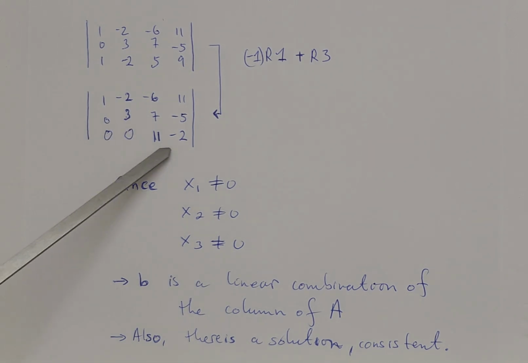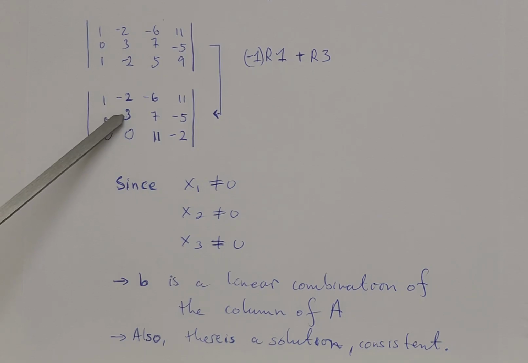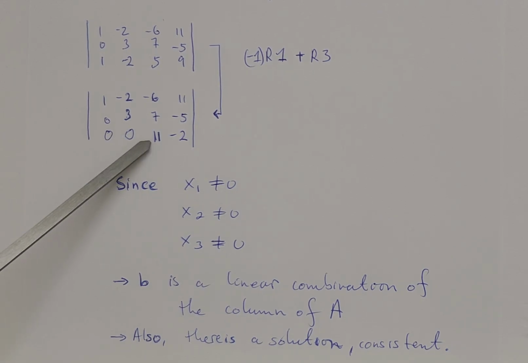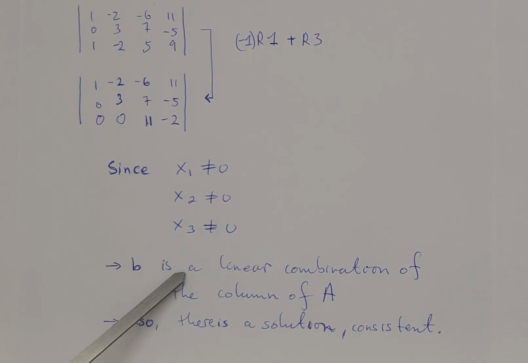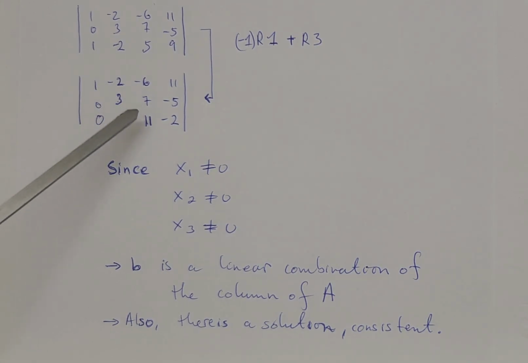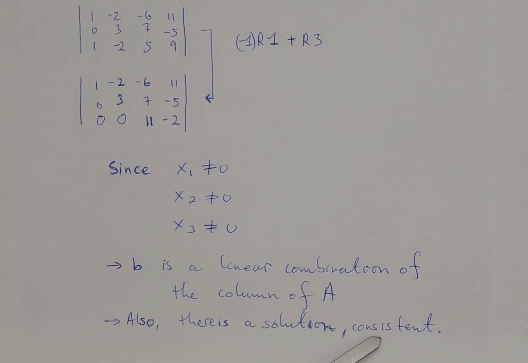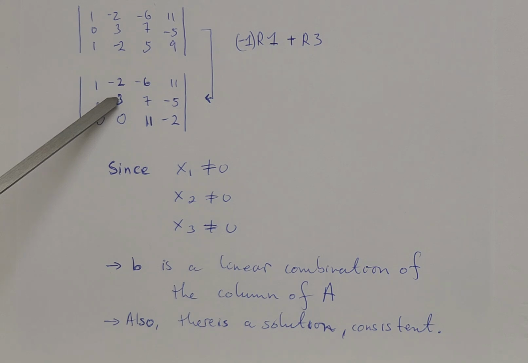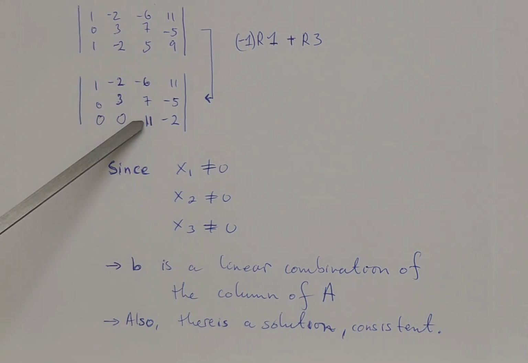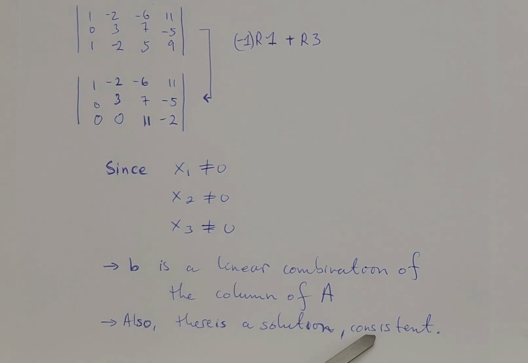However, if one of these is 0, if this is a 0 or this is a 0, then B is not a linear combination. Therefore, there is no solution, inconsistent. One more time, be very careful. If this is not 0, not 0, not 0, then there is a solution, consistent. However, if this is a 0 or this is a 0, then there is no solution, inconsistent. So be very careful.